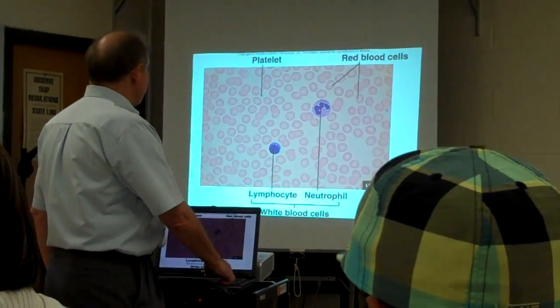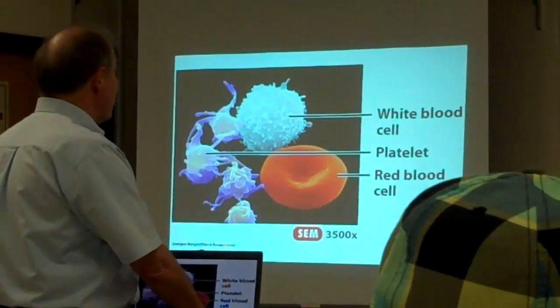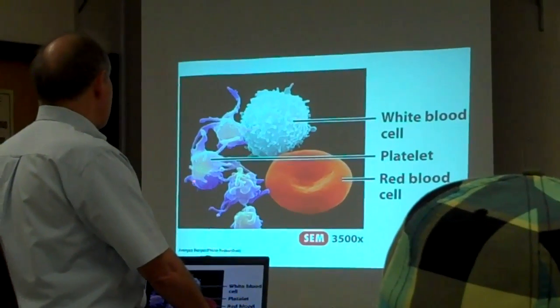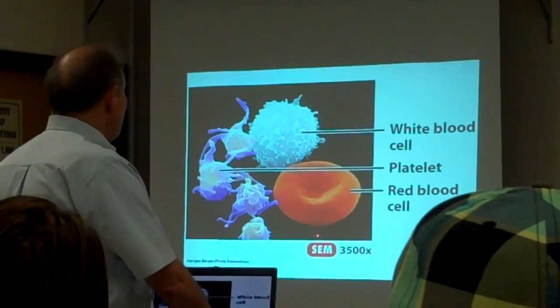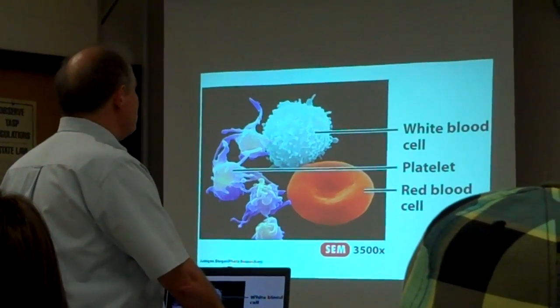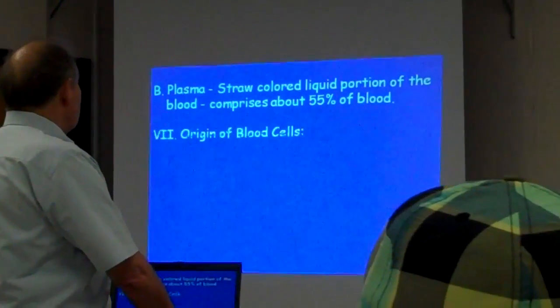There's a neutrophil and a lymphocyte and a platelet and all the little red blood cells, or erythrocytes. That's just showing you a platelet over to the side, just a concept. Look at that, a scanning electron micrograph at 3,500 times, giving you an idea of a white blood cell and so forth.